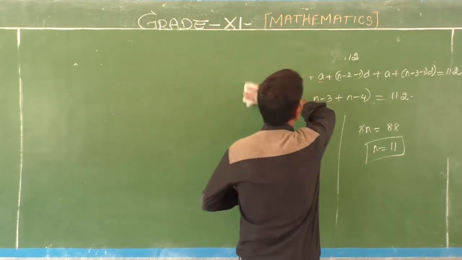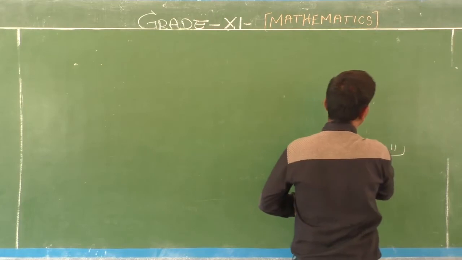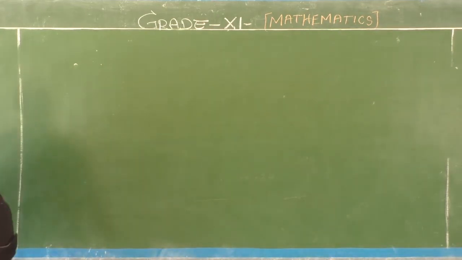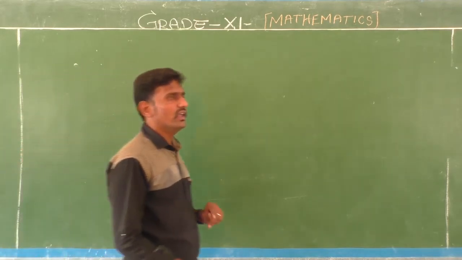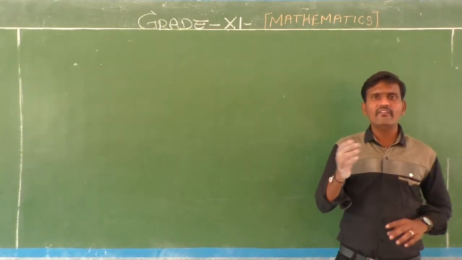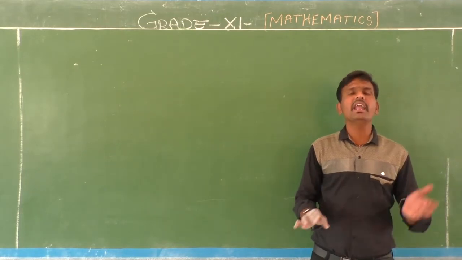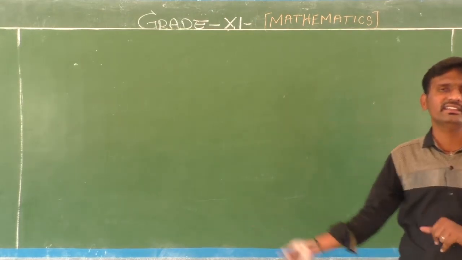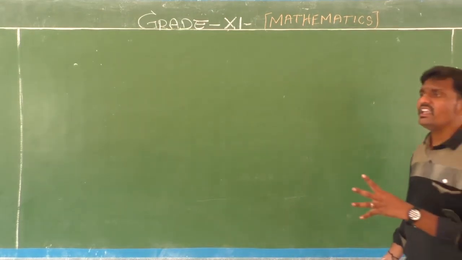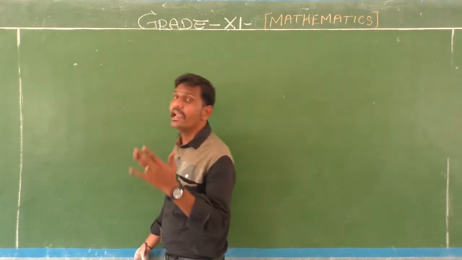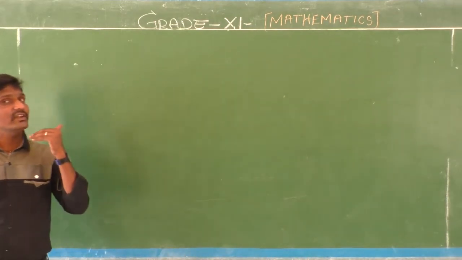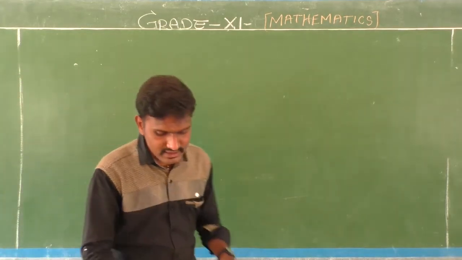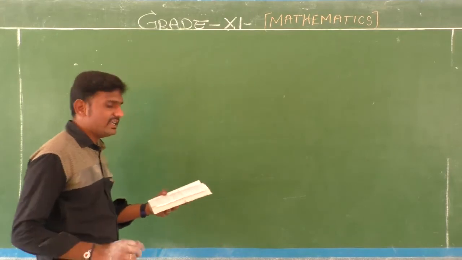Students, when a sequence is given, we need to check whether it is an AP or a GP. How to verify? You have a formula. When the given sequence is an AP, it means A2 minus A1 equals A3 minus A2 equals A4 minus A3, like that. Suppose the given sequence is a GP, it means A2 divided by A1 equals A3 divided by A2, and so on. Based on this concept, we are going to see the next question.